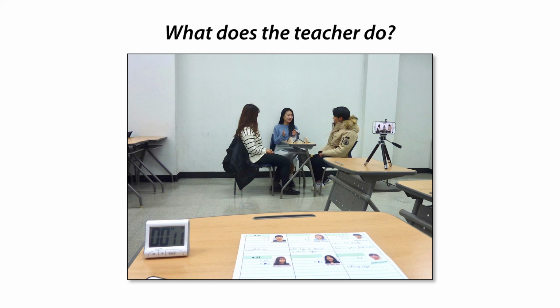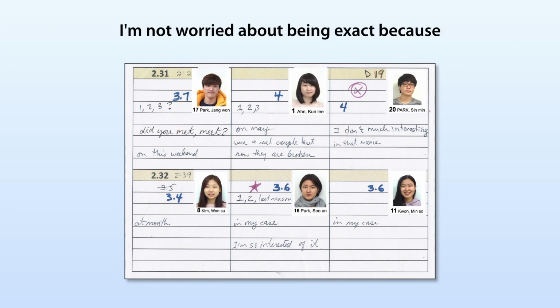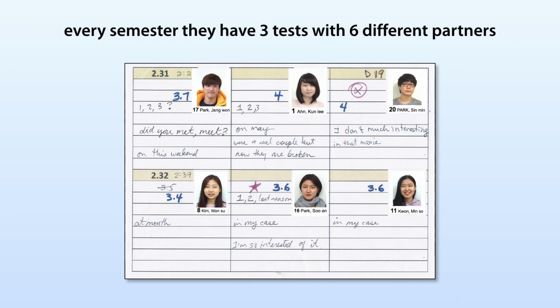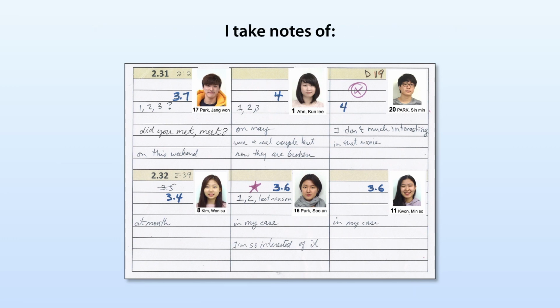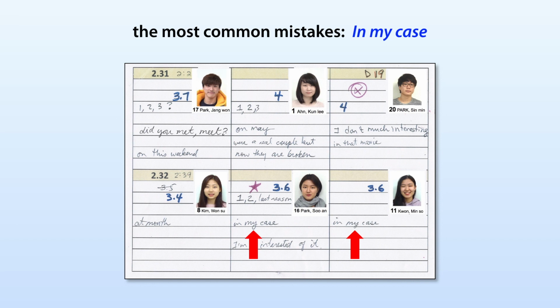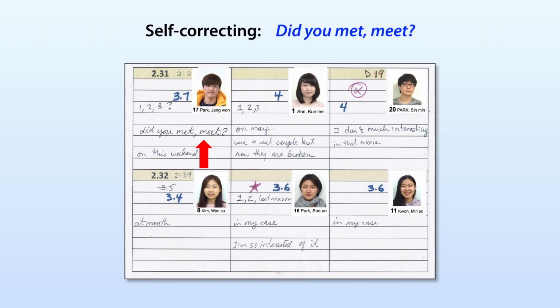What does the teacher do? I jot down a holistic basic ability score. This is just my opinion. I'm not worried about being exact because every semester they have 3 tests with 6 different partners. The average score of 3 tests will be pretty accurate. I take notes of the most common mistakes, in my case, imperfect communication: "We were a couple, but now we're broken." Self-correcting: "Did you meet?"